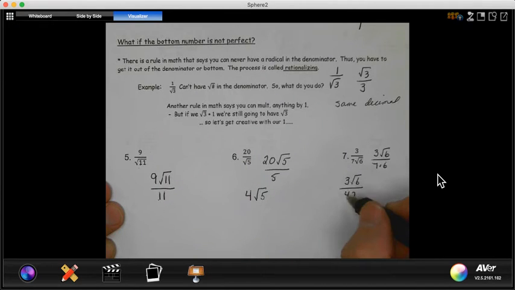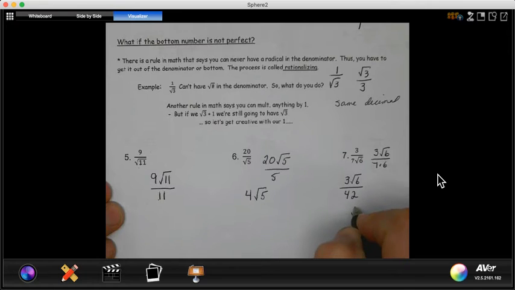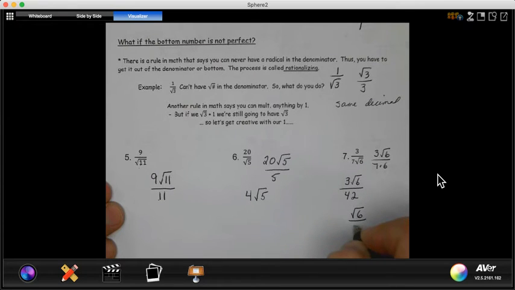Now does 3 go into 42? You know, if you have a calculator, you can take your calculator and do 3 divided by 42, math fraction, and it will reduce it for you. If you need to see that again, email me or ask me again in class, but you should know that 3 goes into 42 14 times anyways. So when you reduce it to lowest terms, it's root 6 over 14.